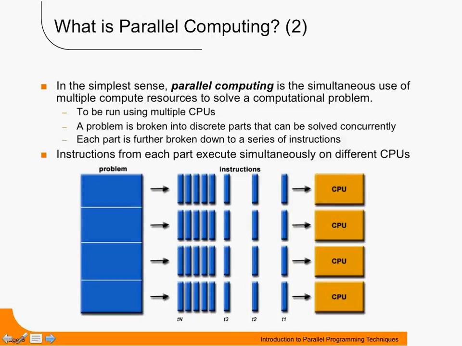So basically, in parallel computing, you have the problem, and you use multiple instructions. So you see T1, T2, T3, T4. Those are the times, and at one particular given time, multiple instructions are executing on multiple CPUs. So that's the basic idea about parallel programming.